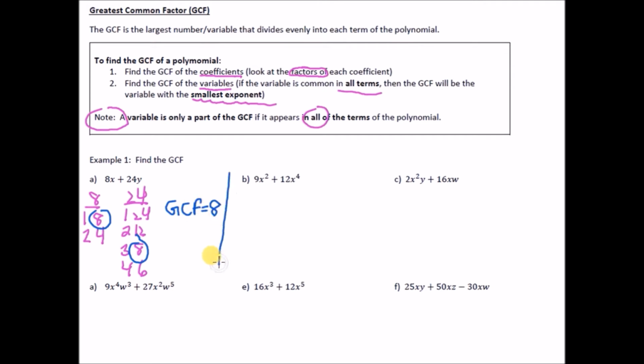And I just want to point out, I didn't touch on the variables. However, the variables are different. There's only an x in one of the terms and a y in the other term, so we can't factor out either. So the greatest common factor is 8.